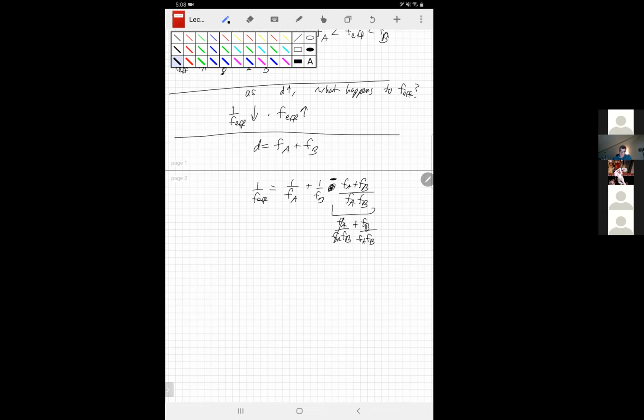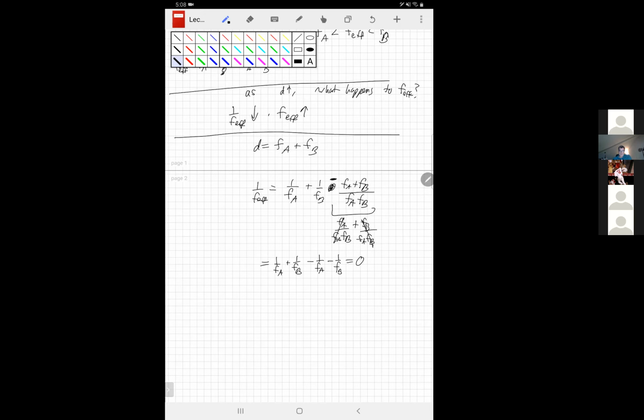FA's cancel there, and I'm left with 1 over FB. FB's cancel here, and I'm left with 1 over FA. So I get 1 over FA plus 1 over FB minus 1 over FA minus 1 over FB. Looks like everything cancelled, and we're left with 0.